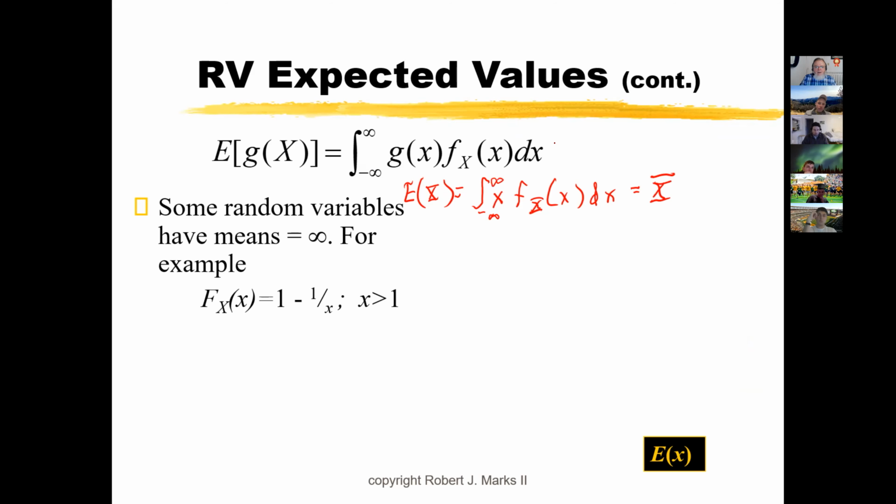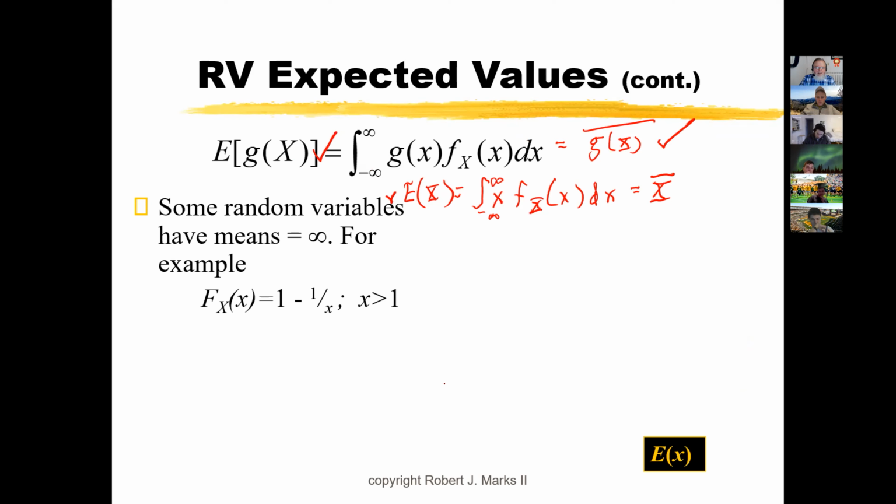In fact, often the expected value of g of x is just denoted as g of x with a line over it. So a line over it means the expected value of that. So this notation is the same as this notation over here. They're expressing the same results in different ways.